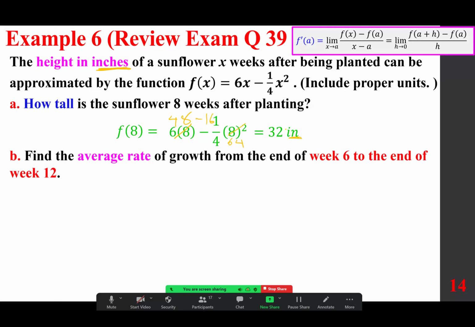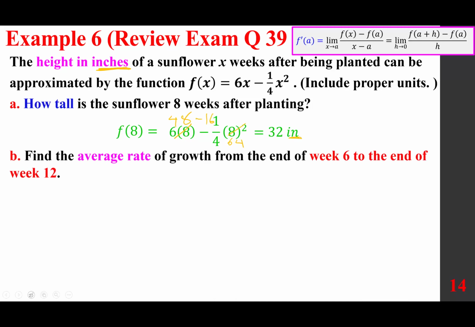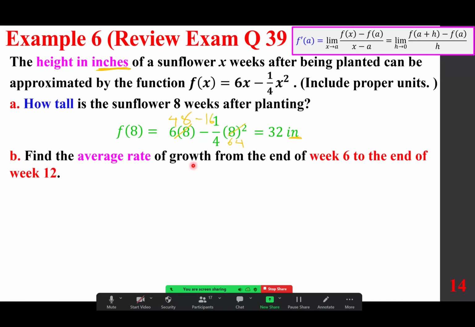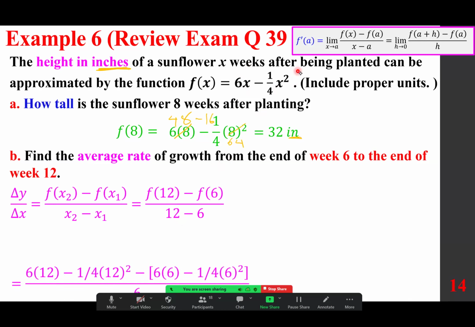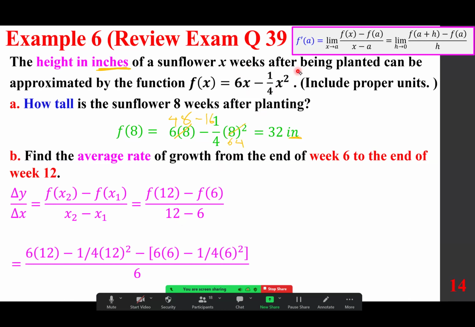Find the average rate of growth from the end of week 6 to the end of week 12, which means 2 points in time are given. Even if they don't mention average, that's the meaning of it. Therefore, we are interested in finding delta y over delta x, which is f of x sub 2 minus f of x sub 1 over x sub 2 minus x sub 1. And that makes it f of 12 minus f of 6 over 12 minus 6. So plug in 12: 6 times 12 minus 1/4 times 12 squared, minus plug in 6: 6 times 6 minus 1/4 of 6 squared. And we have to simplify this.